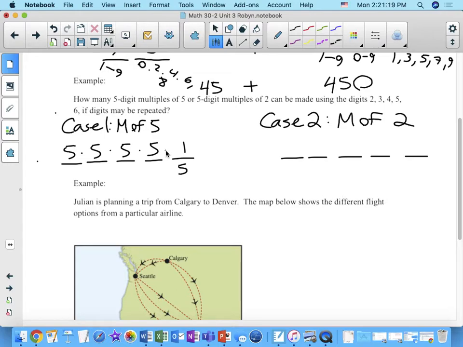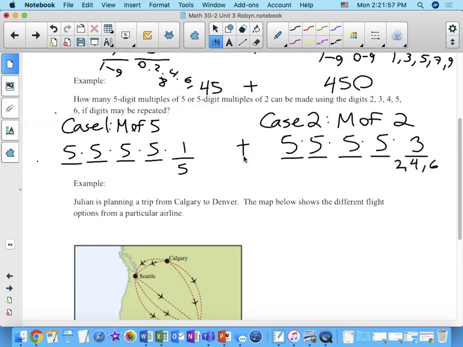Multiple of 2? Okay, what could go in the last digit if it's a multiple of 2? 2, 4, or 6. So this is 1, 2, 3. 3 of them are possible there. And then what could go in the rest of them? What can go in the rest of them? Anything, yeah. Right, multiply them together. Add them.